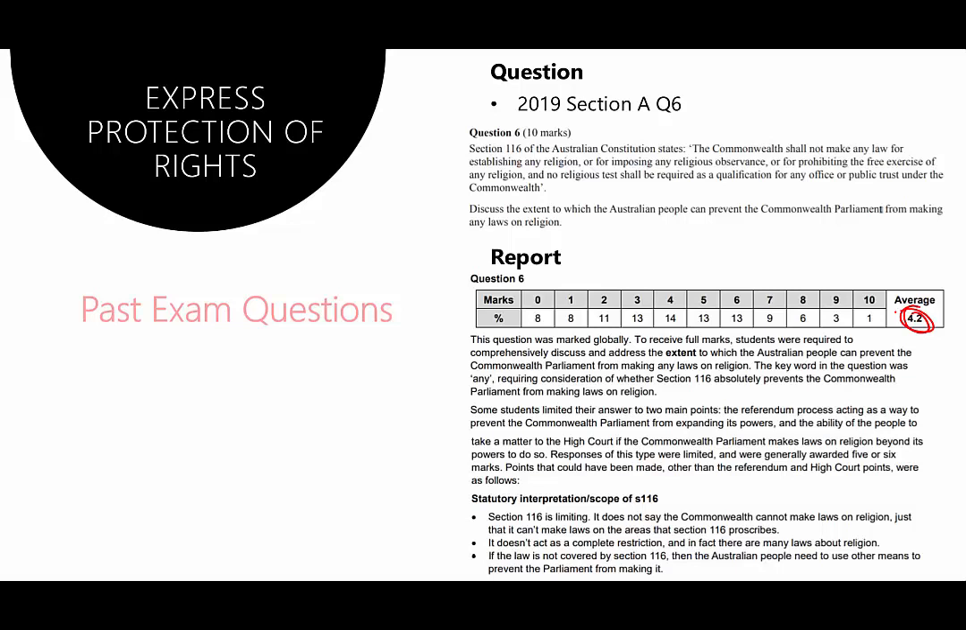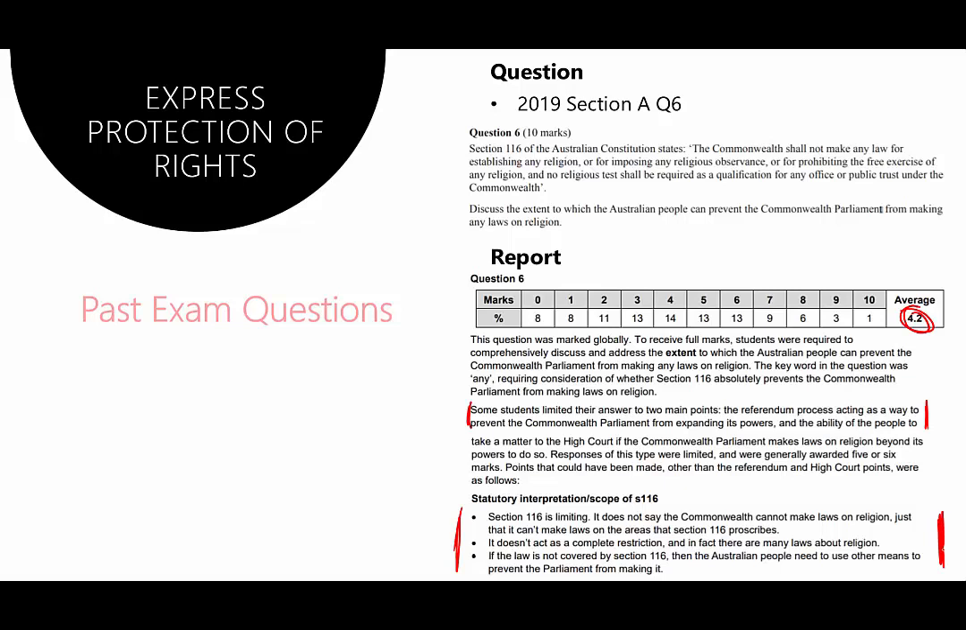And if we see here, some people limited their answer to 2 main points: the referendum process acting as a way to prevent the Commonwealth Parliament from expanding its powers, which we'll get to, and the ability of people to take a matter to the High Court if the Commonwealth Parliament makes laws on religion beyond its powers to do so. And that's where this question gives us a good insight into what the examiners are expecting us to know about express rights. It's expecting us to not only know what they are and how they operate, but also the scope or extent of them.